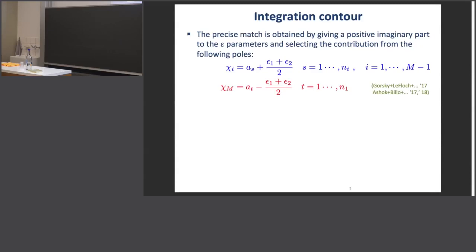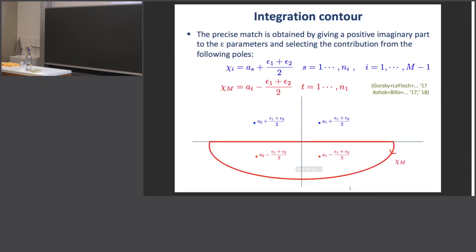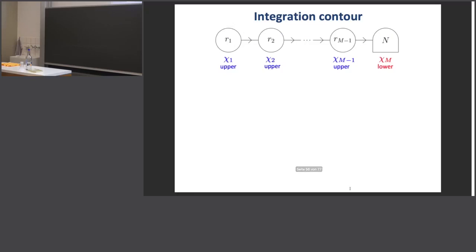For the last one, the one associated to the 4-dimensional node, you have to pick up the poles in the lower dimensional plane. So that means that for the blue variables, you have to close your integrals above, whereas for the red variable, the last one, you have to close the integral in the low plane. So this is actually the precise rule.